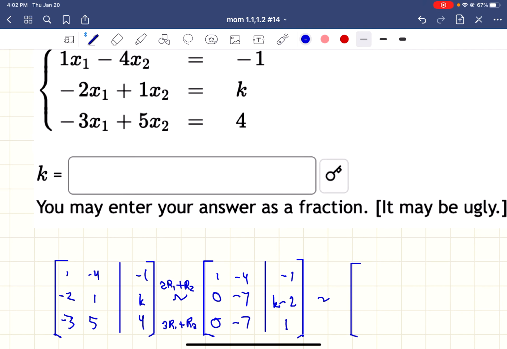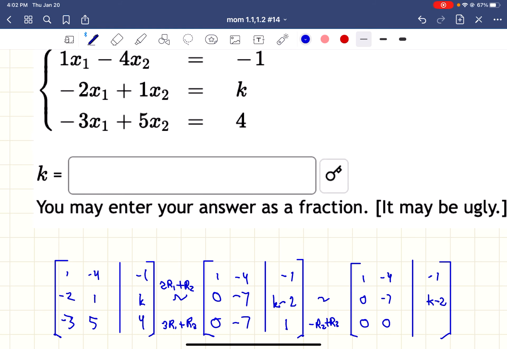adding the opposite of row 2 to row 3. So we're going to keep row 1. We're going to keep row 2. And row 3, we're going to say negative row 2 added to row 3. So the opposite of -7 is 7. 7 plus -7 is 0.